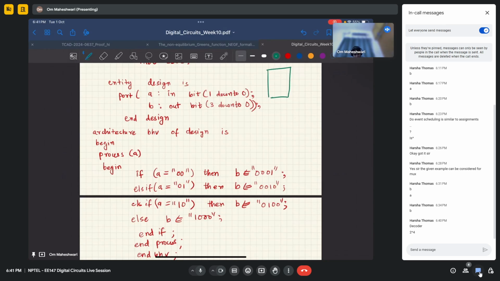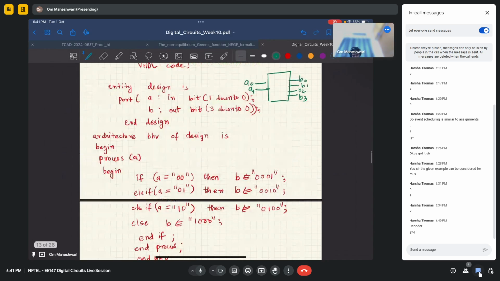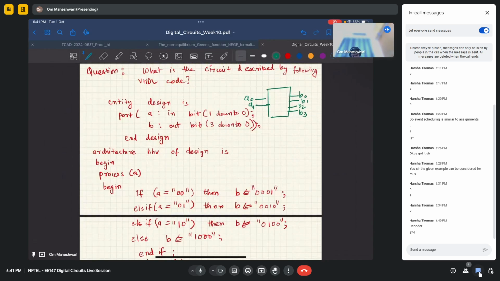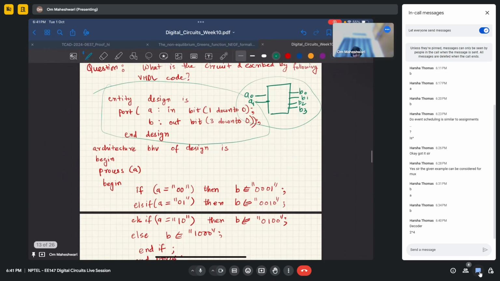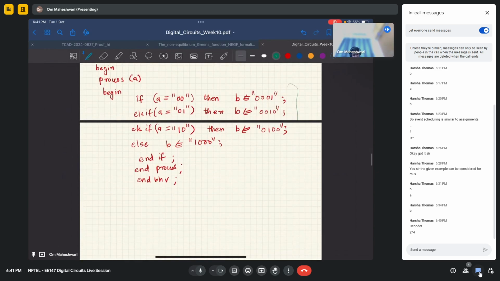If you see, you have A in, and A is a 2-bit input. So let's say this is A0 and A1. Then you have B as output, that is a 4-bit output: B0, B1, B2, B3. This part of the code decides how your design looks, the input and output definitions. And this part of the code can help you make a truth table out of it.